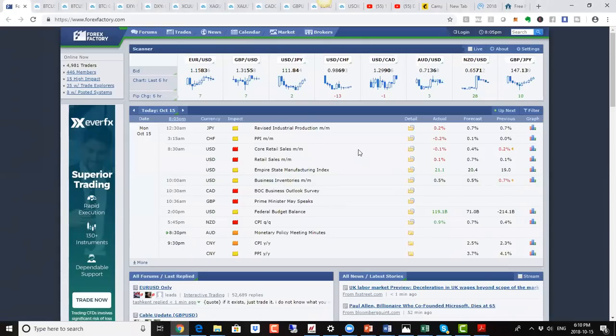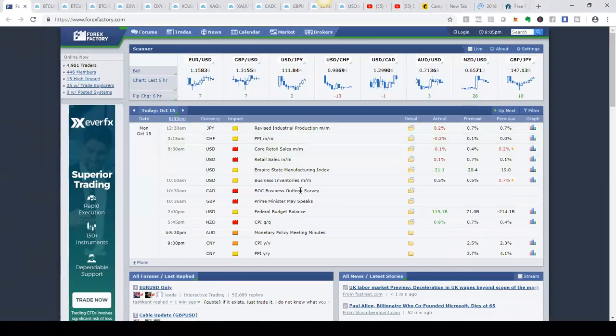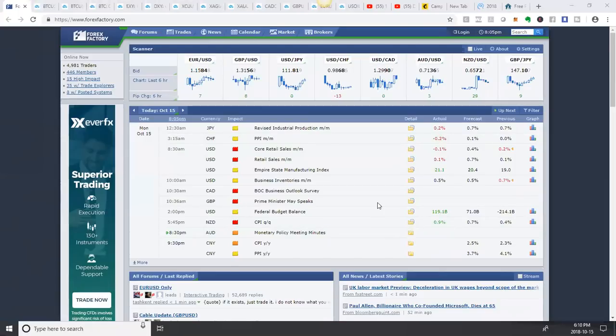So looking at the calendar here, we had retail sales numbers that came in slightly negative for the US. CPI number for New Zealand came in positive. And now we have coming up monetary policy meeting minutes for Australia. Those will be important for the Australian dollar. We also have a CPI number. This usually tends to have an impact on the Australian dollar and New Zealand dollar.